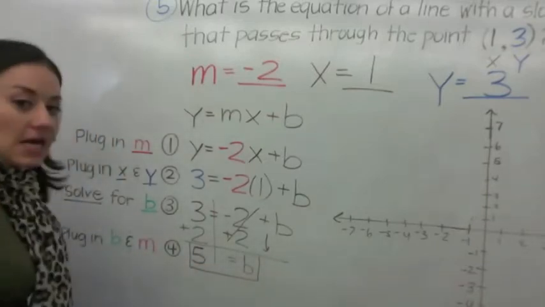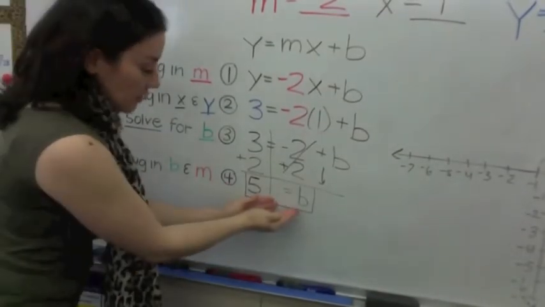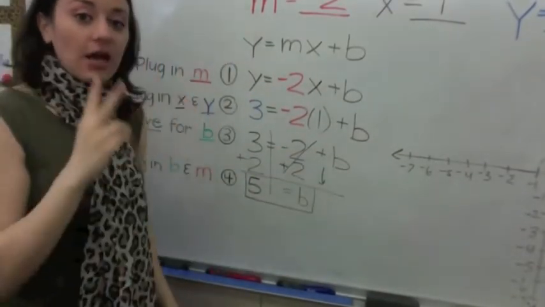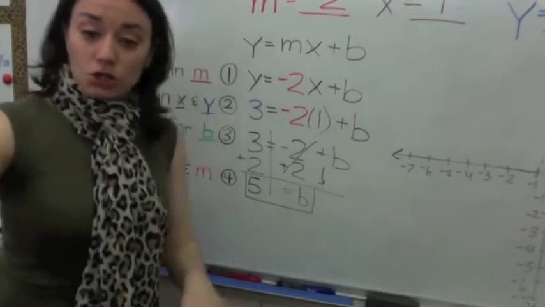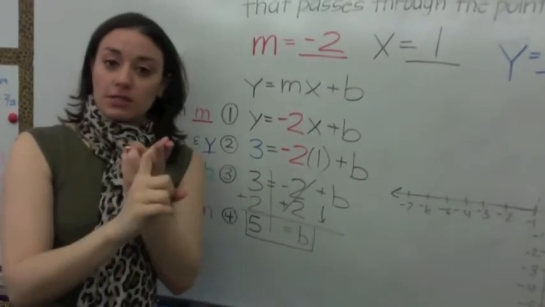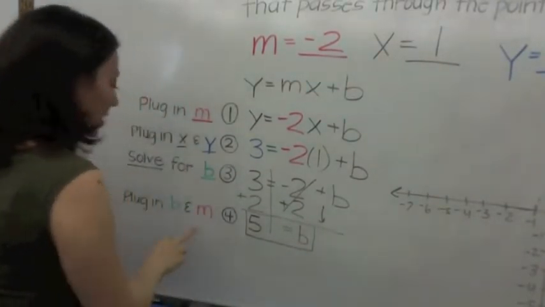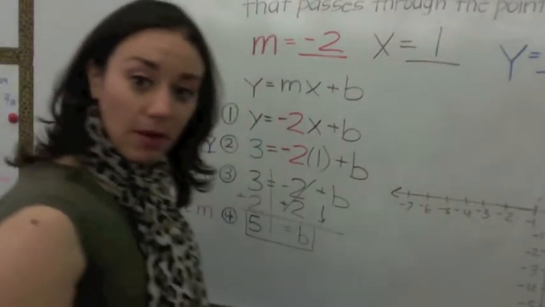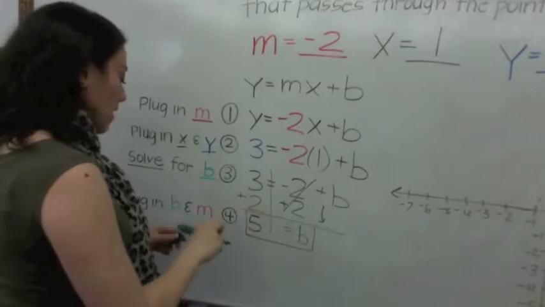All right. The very last step, now that you have b, because remember, you need two things to graph a line. You need the y-intercept and you need the slope. You need b and m. So we're going to plug in b and m.